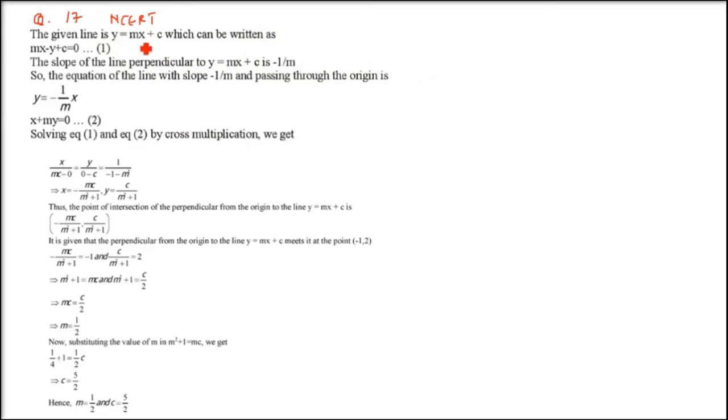We have to find the value of the slope and the y-intercept. So y equals mx plus c. Now you can write this in the proper ax plus by plus c form. There is one more thing given, the perpendicular from the origin. So if we draw a line, this line is y equals mx plus c. This is a perpendicular, this is 90 degrees. Now this line is meeting at the point minus 1, 2. That will not come exactly here, this is just for an idea.